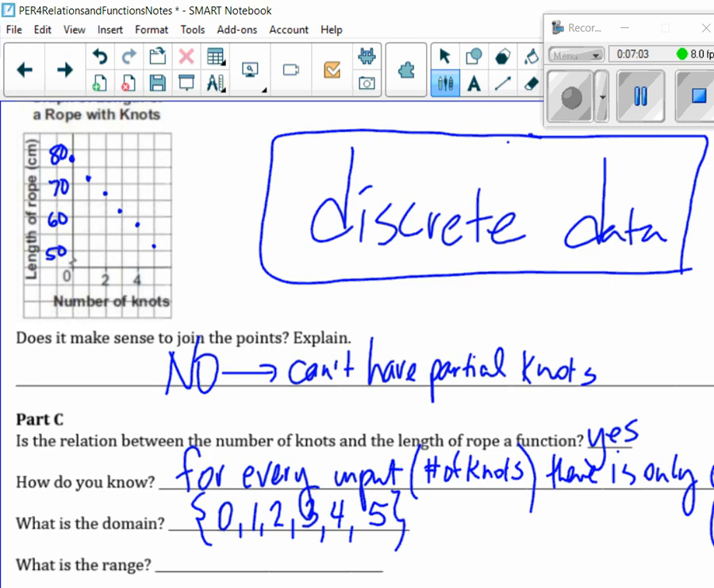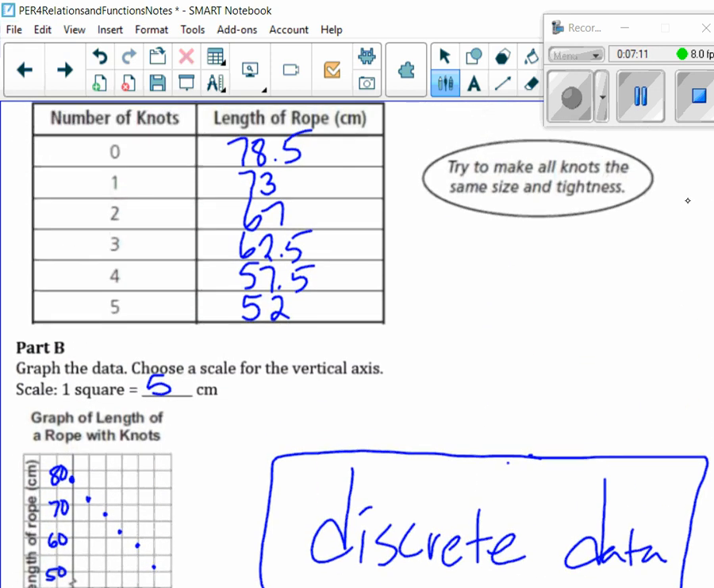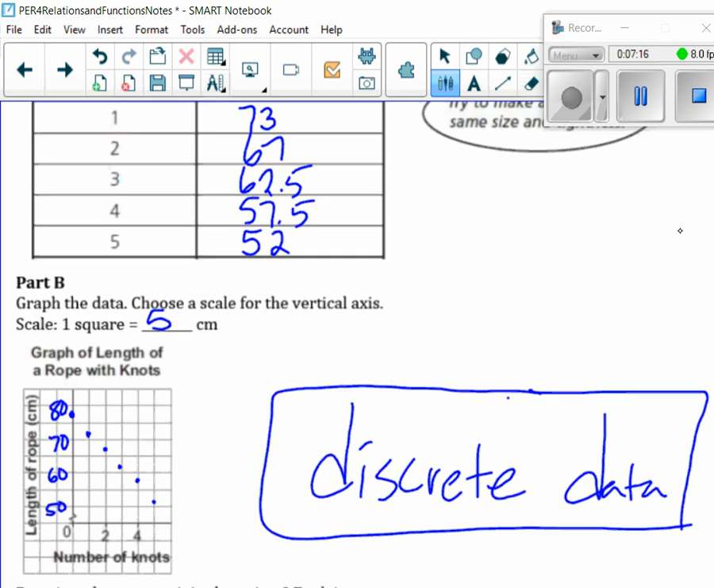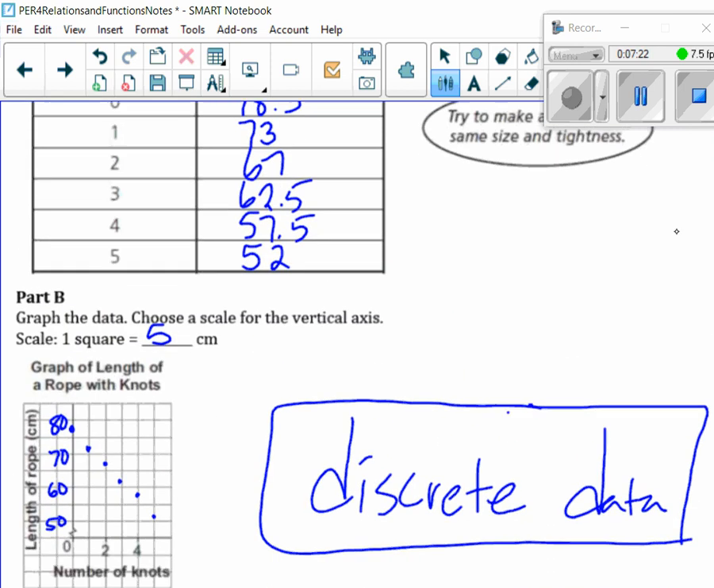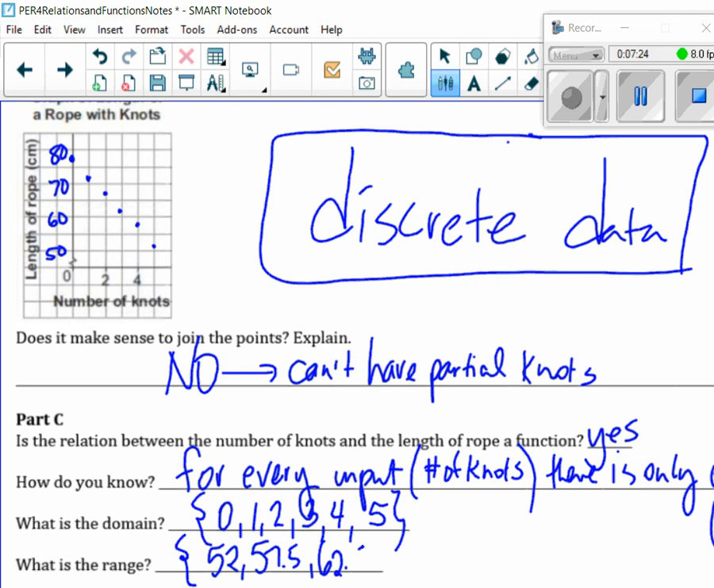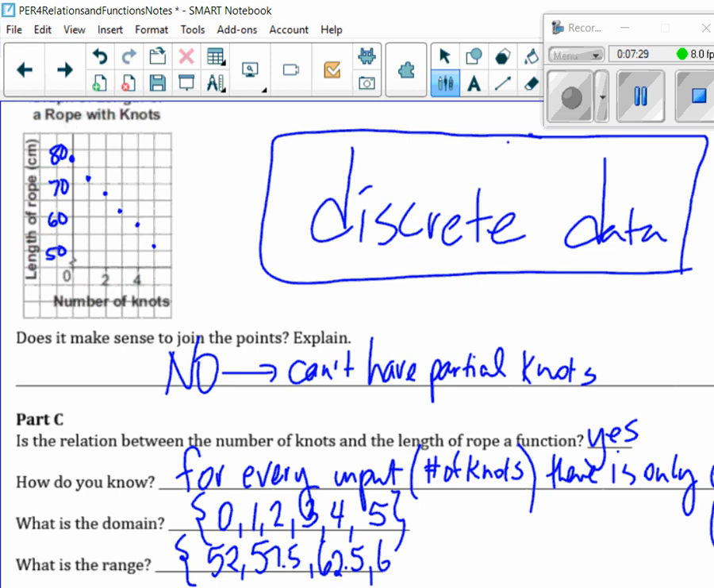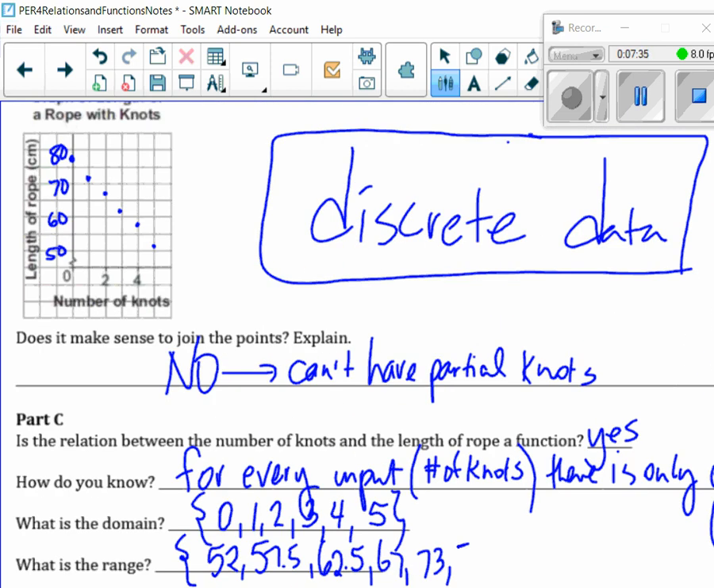Okay, my range will be different than yours because you measured differently or you tied your knots differently, whatever you want to say. Okay, so I'm going to go from least to greatest, so I'm going to go 52, 57.5, 62.5, whatever yours are for your list, right? 67, 73, and 78.5. Okay, any questions there? No?